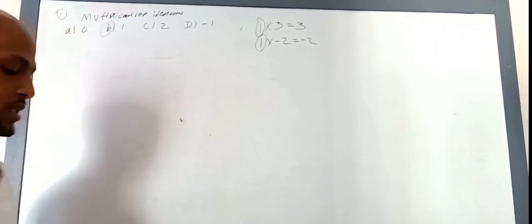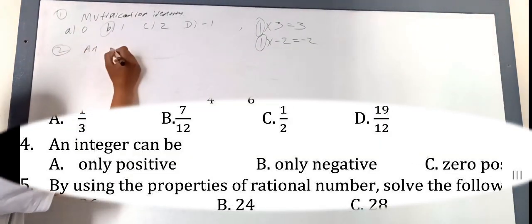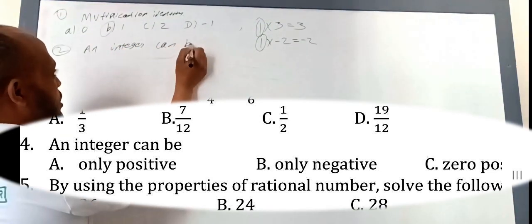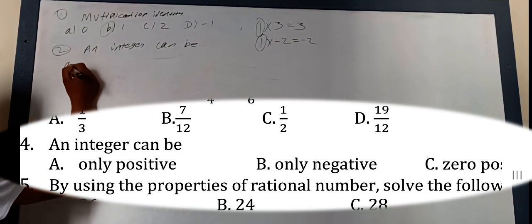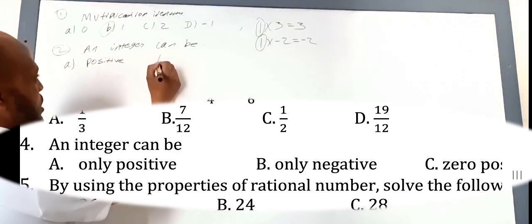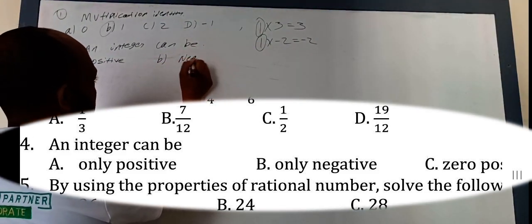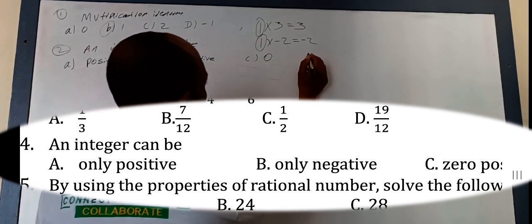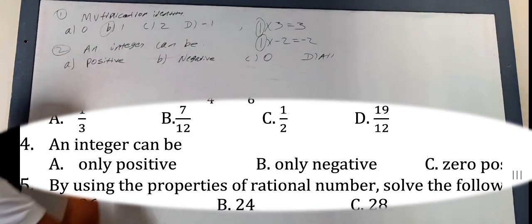Great. So the second one: an integer can be, A, positive; B, negative; C, 0; D, all. So an integer can be positive, negative, and 0.